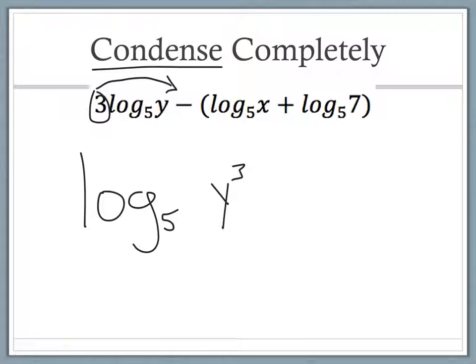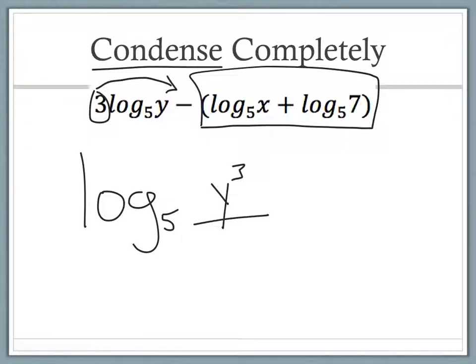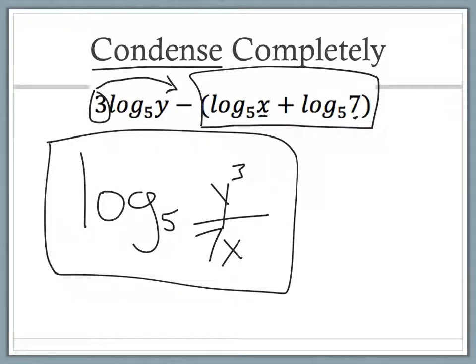Now, I notice this subtraction, I'm subtracting this whole thing. Subtraction I know is division, so I'm going to put a division bar. And then inside I'm going to have x and a 7, and it's addition, so that means we're going to multiply those. So it's going to be x times 7, or I like to just write that as 7x. And that is our final answer. Now notice, since this whole thing is being subtracted, both the 7 and the x are on the bottom part of the fraction.